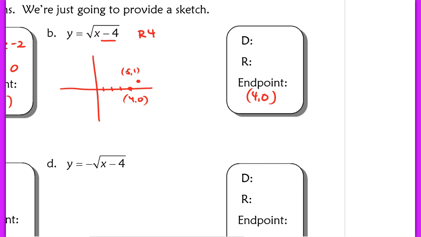When you guys actually have a grid, this will be a lot easier for you. You don't have to find the specific coordinates because you can just count boxes, but right now we're just providing a sketch. So then that's going to continue in this direction here. We're not going to do more points on this. I just want to get the general shape here. But you can see clearly that the domain is going to be x is greater than or equal to 4. The range is also y is greater than or equal to 0, because as x increases, y will increase to positive infinity as well. So this is just a real quick sketch of that graph.